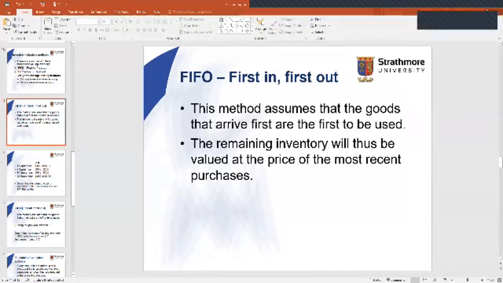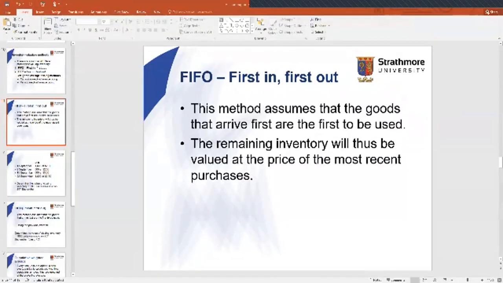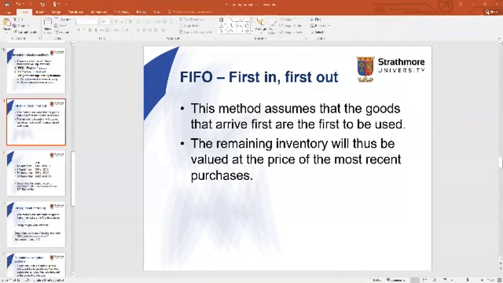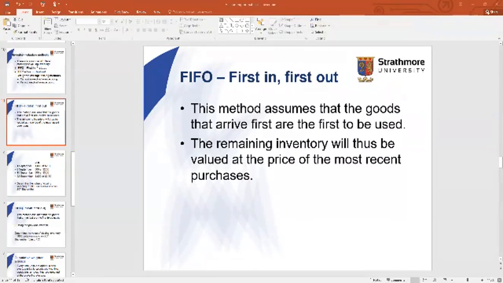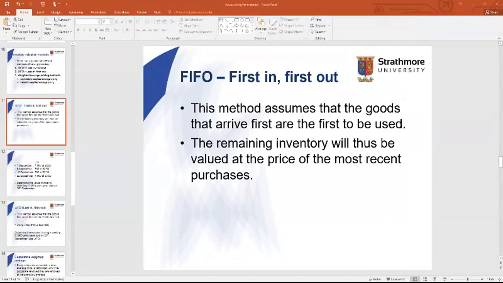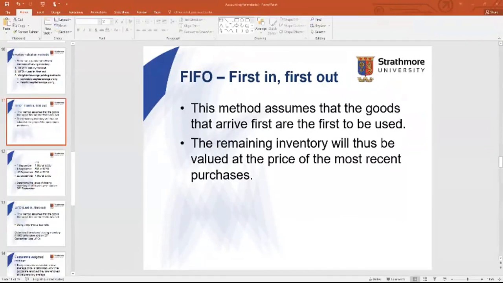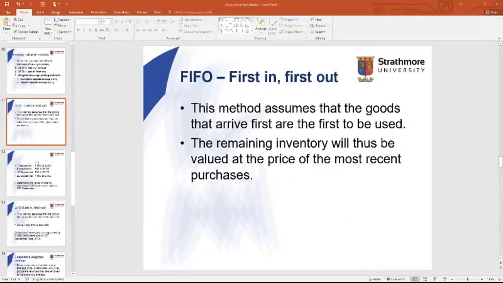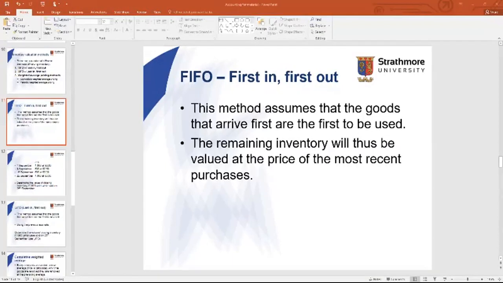Now, in the use of first in, first out, as we did discuss last time we met, we said that the value of the closing inventory is going to be made of the most recent prices, because don't forget, you're going to first sell from the items that you acquired recently. So the items that remain unsold are the items you acquired maybe at the end of the month.